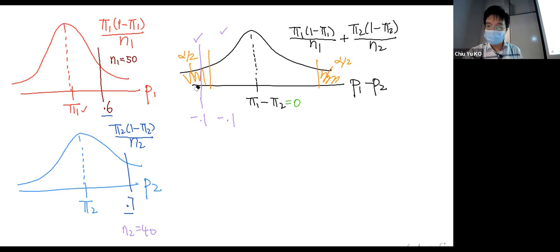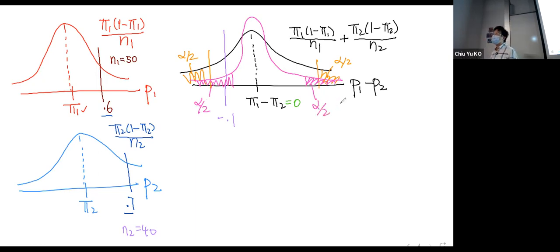Or maybe it's easier to think in this way. Maybe I have 0.1 here, but it's possible that I have another case, in say maybe a different color. What color should I use? Maybe this should be the case. And in that case, alpha over 2 is here. But I don't know which case is true, because I actually don't know pi1 and pi2. I don't really know whether I have the black case or not.